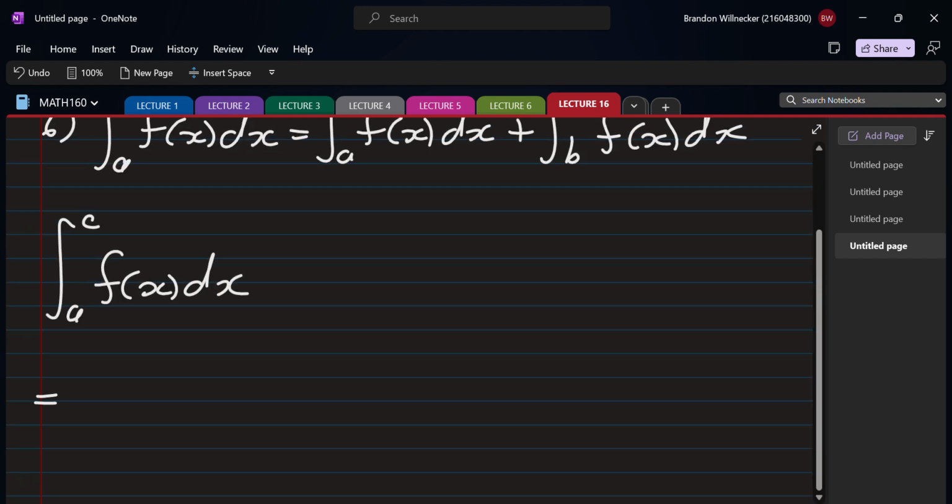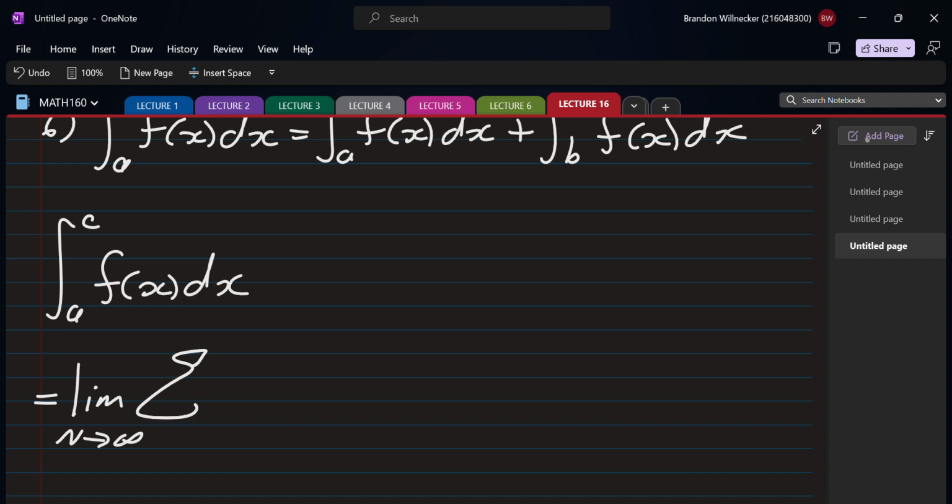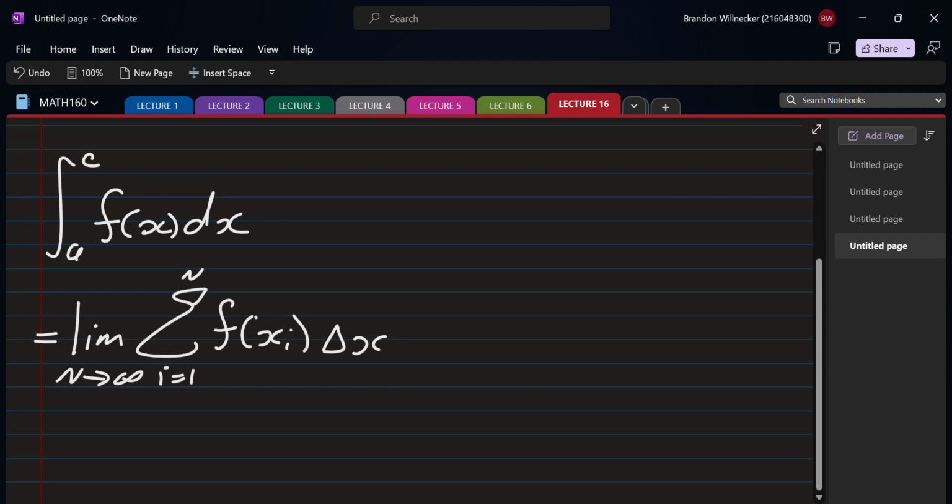We can write this out using the definition. Okay, we know what that is. So that's going to be the limit as n goes to infinity. We have the sum from i equals 1 to n, f of x_i delta x. Okay, so that's just using the definition. We've done this many times now.